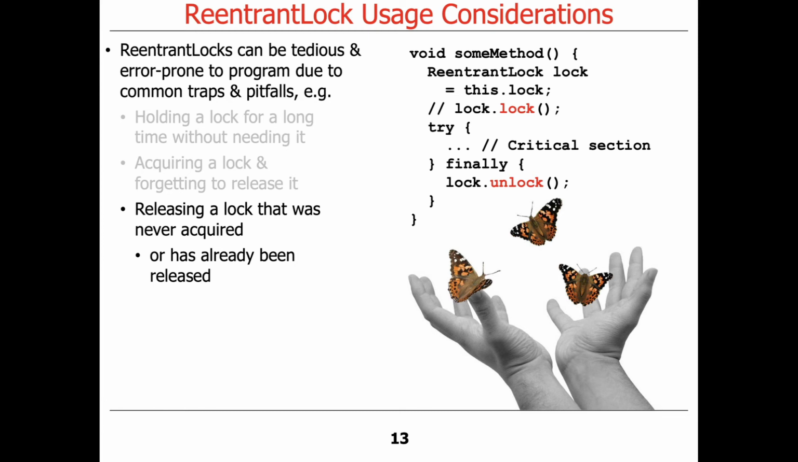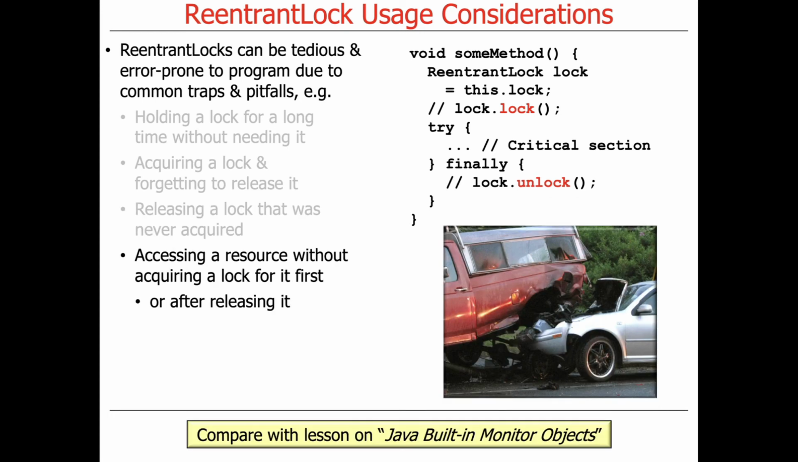Another problem is to release a lock that was never acquired in the first place or has already been released. So if you have some weird code where you accidentally or intentionally comment out the lock, or in some path through complicated control flow, fail to acquire the lock, and then you unlock it, that'll cause chaos and insanity, and that'll throw the IllegalMonitorStateException.